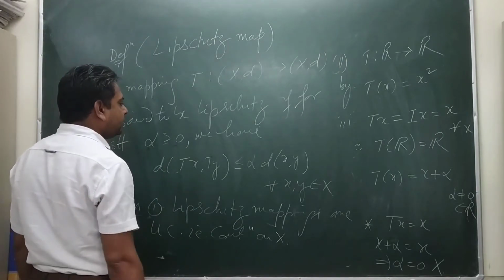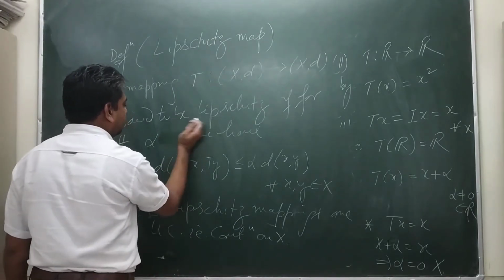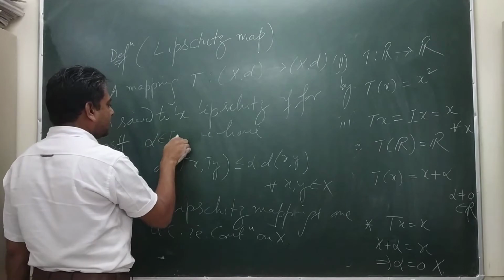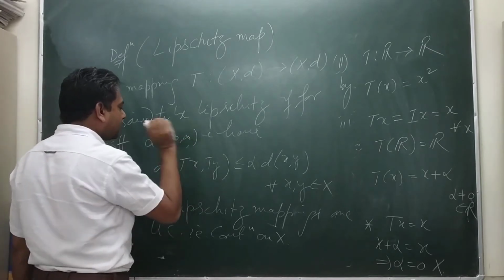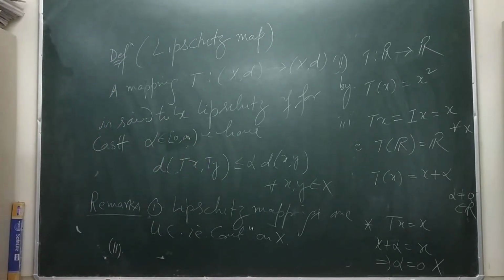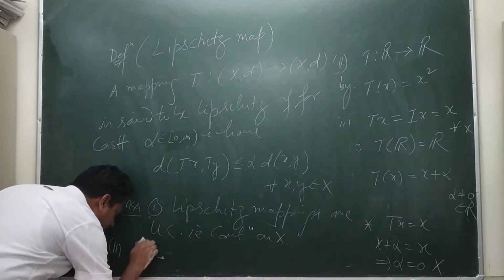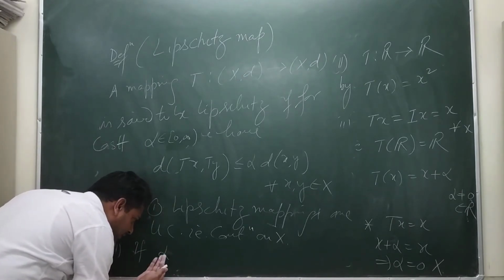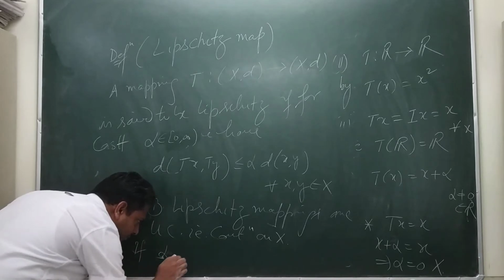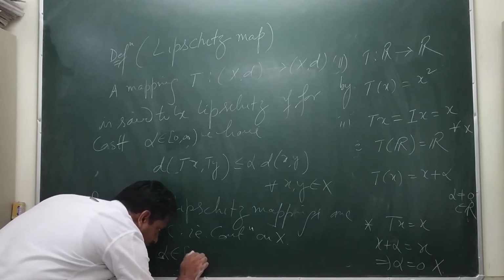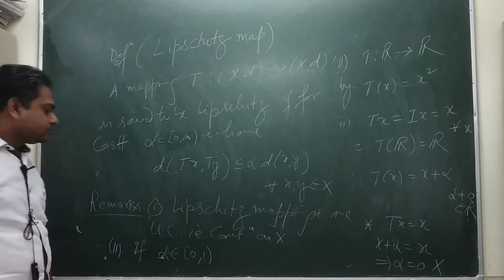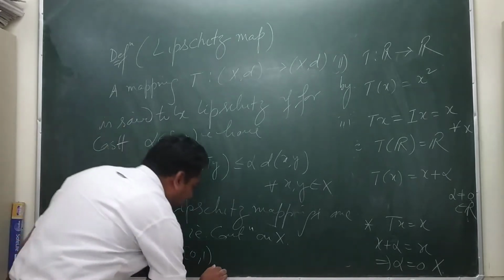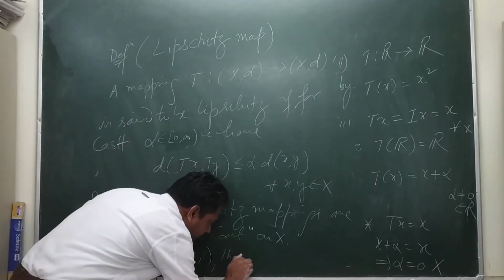But less than 1. So of course here my alpha was like this. Okay, so if my alpha is between, of course greater than or equal to, you can say 0 to 1, then the Lipschitz map is called a contraction map.